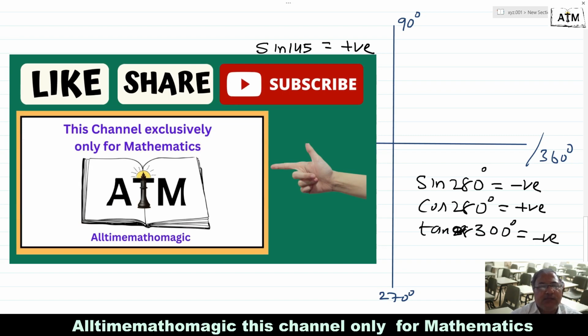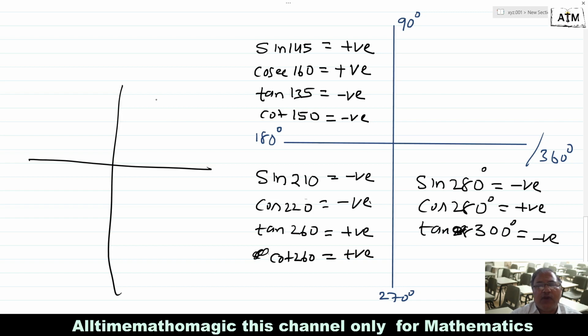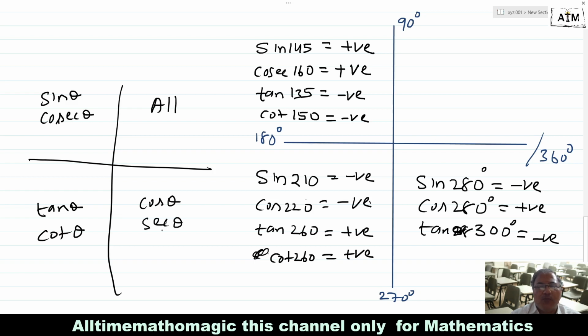Thus let us summarize. In the first quadrant all trigonometric ratios are positive. In the second quadrant sin theta and cosec theta are positive. In the third quadrant tan theta and cot theta are positive. And in the fourth quadrant cos theta and sec theta are positive. What is written in this chart is positive, and what is not written is negative. This way we can decide positive and negative values of trigonometric ratios.